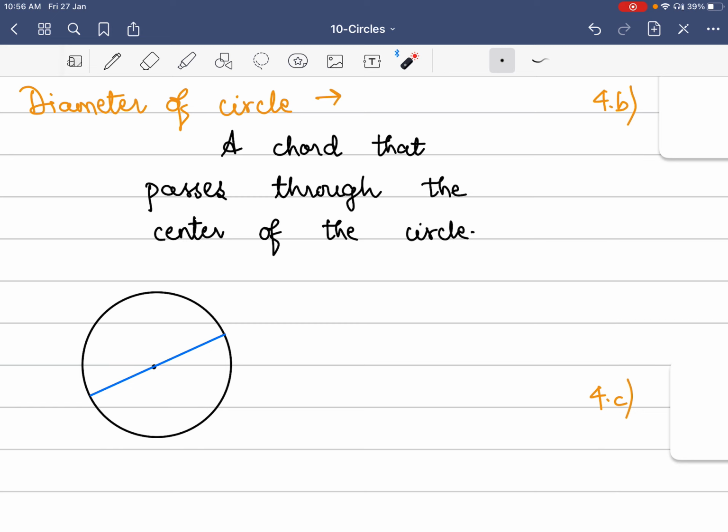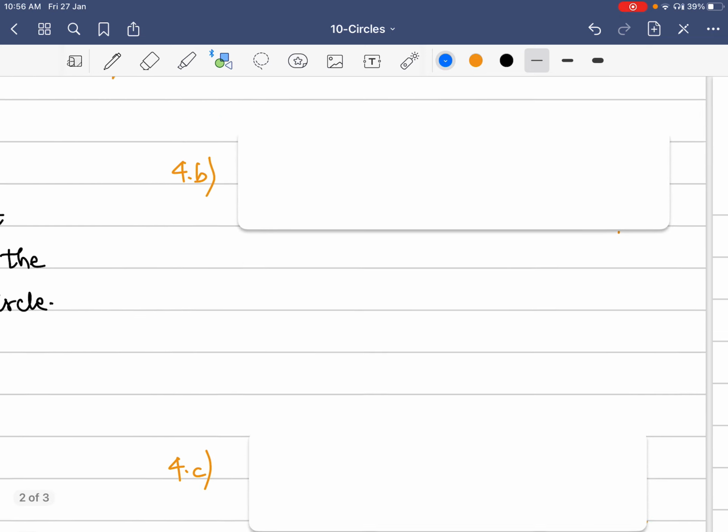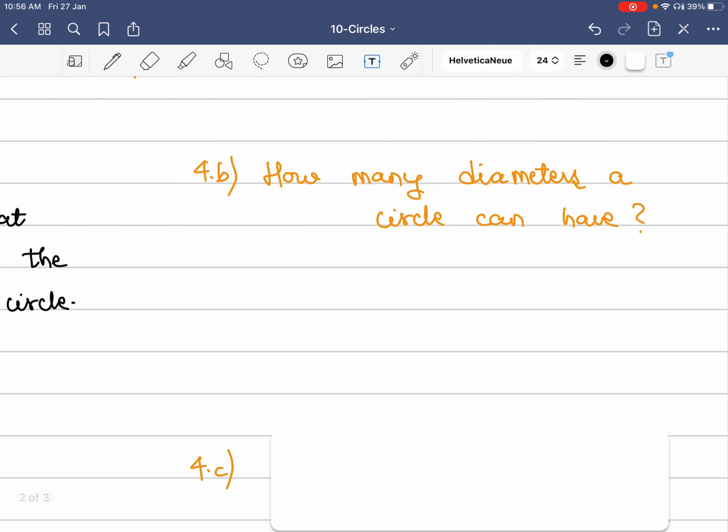Now, how many diameters can a circle have? It can have an infinite number of diameters, because this is also a chord which passes through the center of the circle. This is also a chord which passes through the center of the circle. I can keep on drawing infinite number of such chords which pass through the center of the circle. So that is our next point: how many diameters can a circle have, and the answer to this question is infinite. A circle can have infinite number of diameters, where a diameter is a chord that passes through the center of the circle.